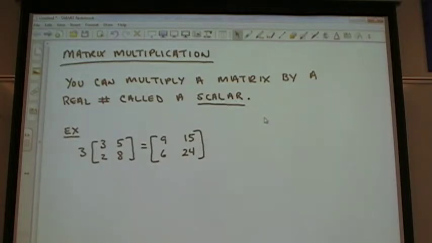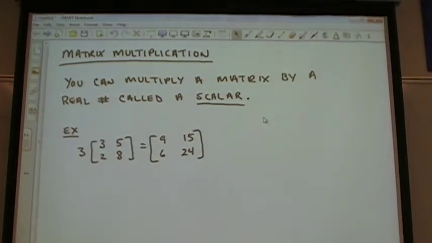3. So all you do is multiply each entry of the matrix, 3, 5, 2, 8, by your scalar of 3, and you end up with 9, 15, 6, 24. That's it for multiplying by a scalar. Okay? Now we'll get a problem like this.